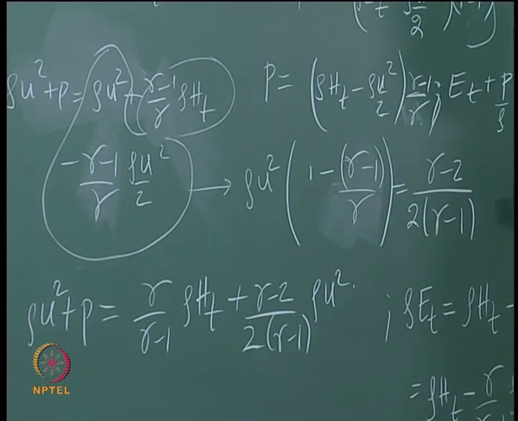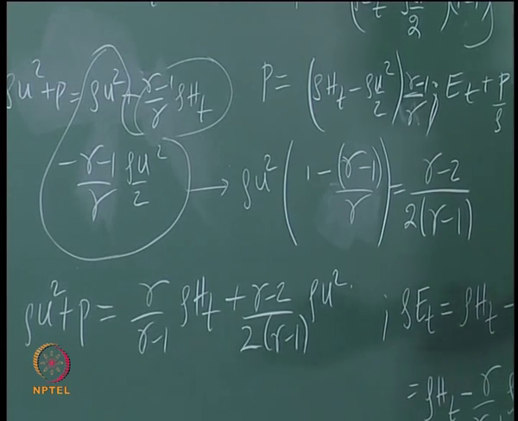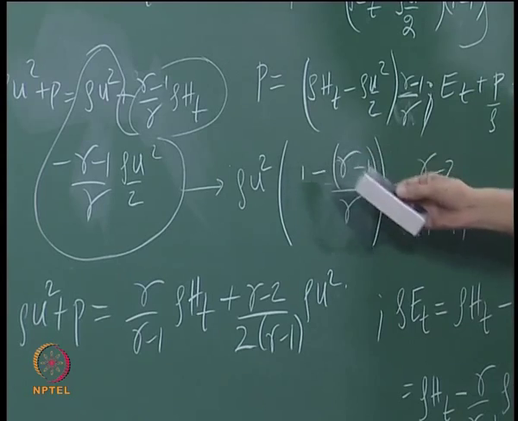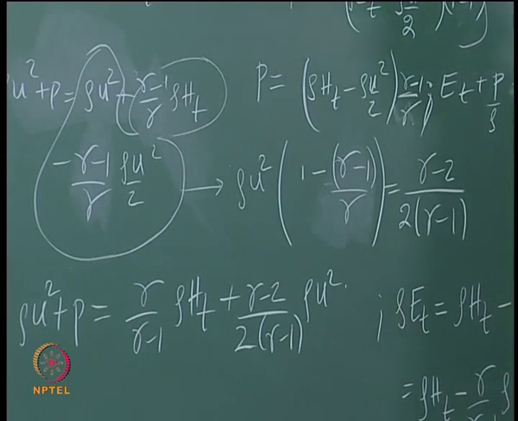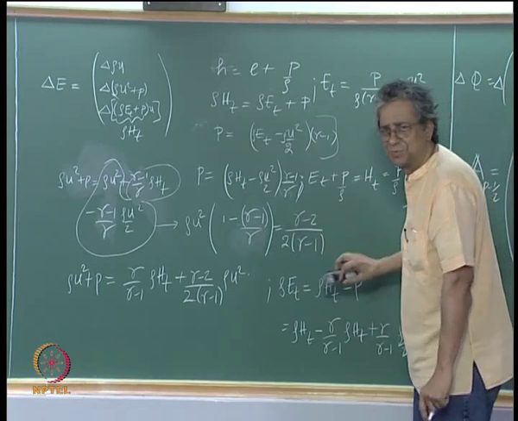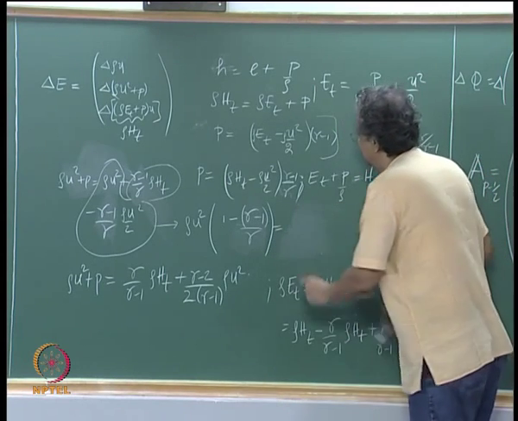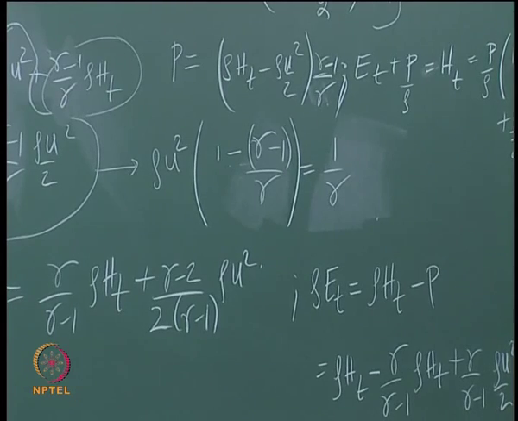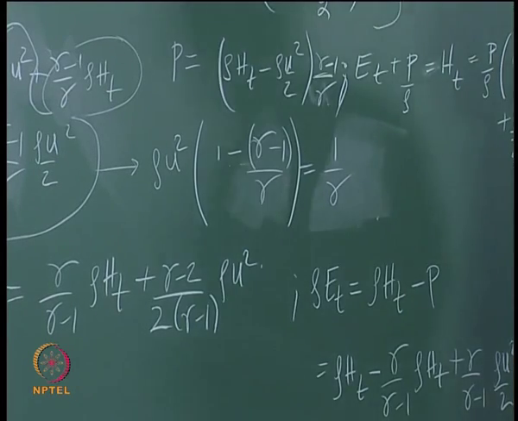And this should give me a 1 by gamma. A gamma minus a gamma gives me a 1 by gamma. Now I am happy. I don't remember seeing a gamma minus 2 by 2, but anyway, it's fine. 1 by gamma. Fine. So that's 1 by gamma.